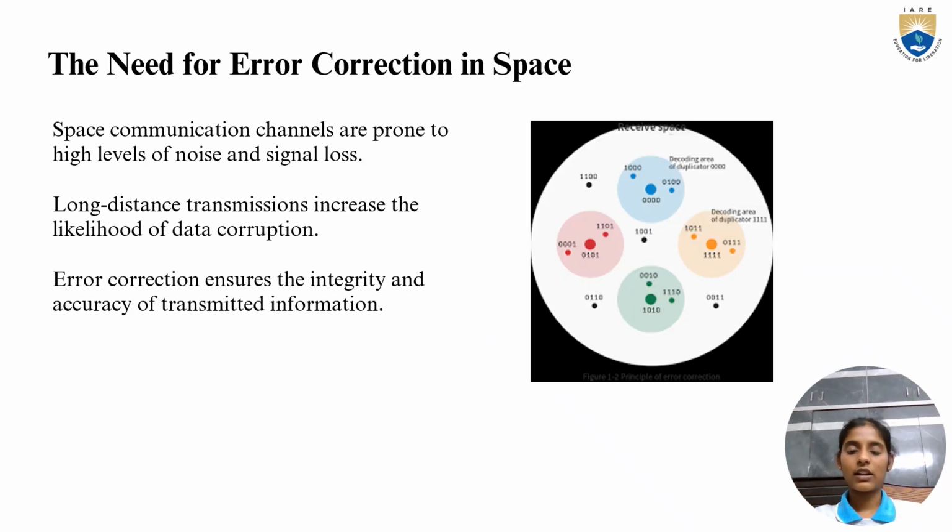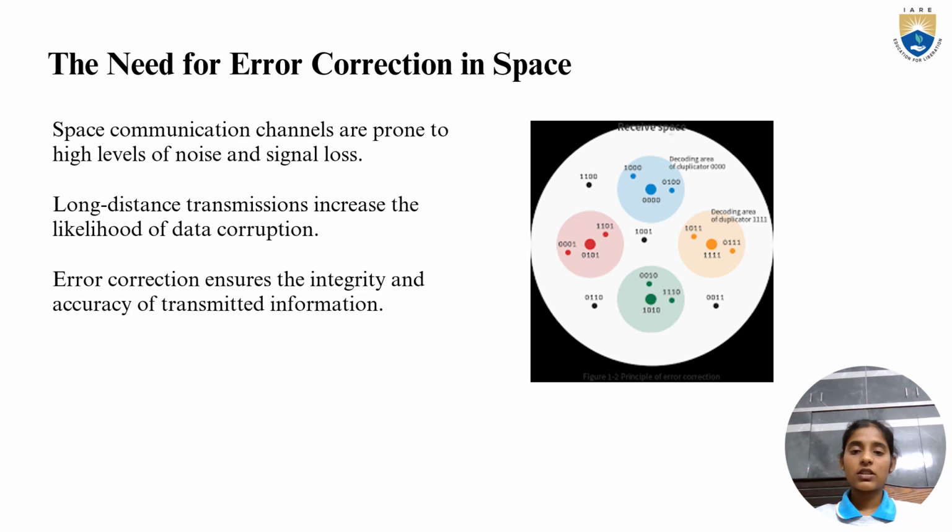The need for error correction in space. Space communication channels are prone to high levels of noise and signal loss. Space communication is a challenging task due to the vast distances involved and the harsh environment of space. Errors can occur due to various factors, making error correction crucial for reliable communication.